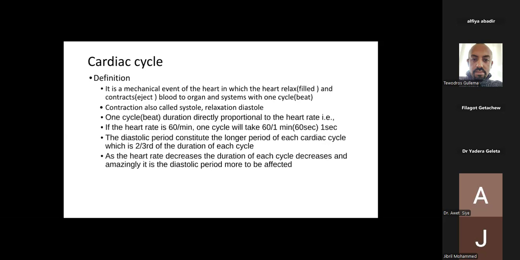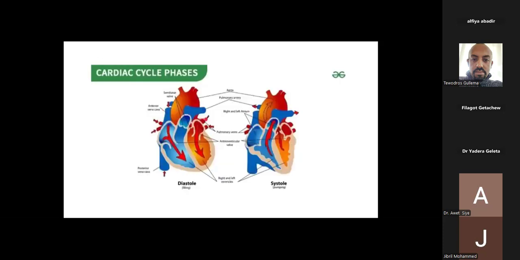Each beat is said to be a cycle, and one cycle has two parts. The first means filling, and the second is ejection: diastole and systole. Diastole is said to be relaxation or filling, and systole is said to be ejection. As you can see here, this is the diastole, the relaxation of these chambers, and this one is the systole. It's ejection of blood to the systemic and pulmonary circulation, and it's a pumping contraction.